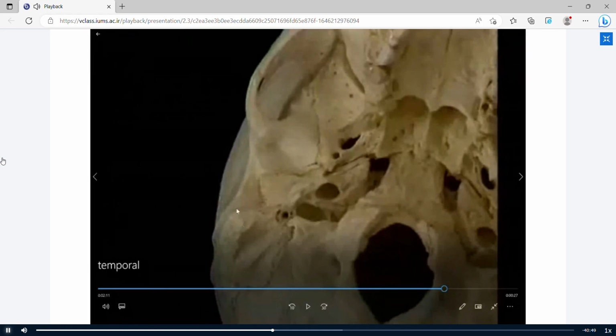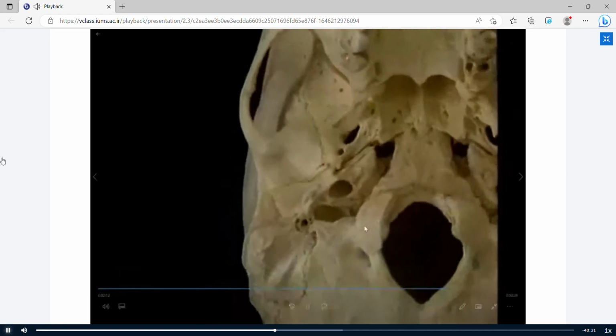This is the mastoid process. This is the mastoid notch for origination of the posterior belly of the digastric, and this is the occipital groove for passing the occipital artery. Two major openings for blood vessels.